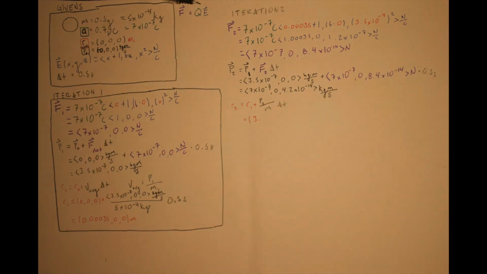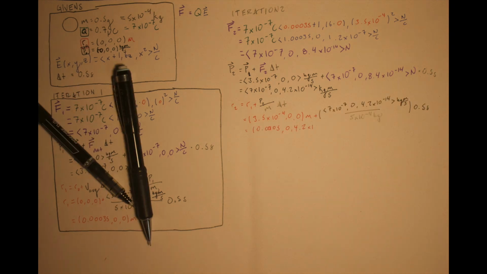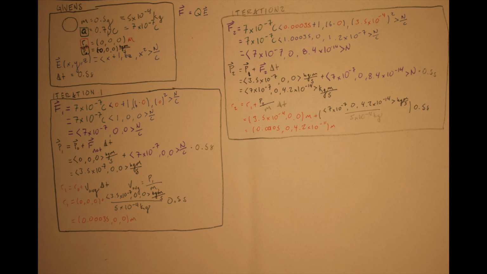Accordingly, the point mass has moved ever so slightly in the z direction too, just 0.042 nanometers. In the x direction, however, the point mass has moved a whole 1.05 millimeters, but there's still no movement in the y direction. Iteration 3 will be done in the exact same way as 1 and 2.